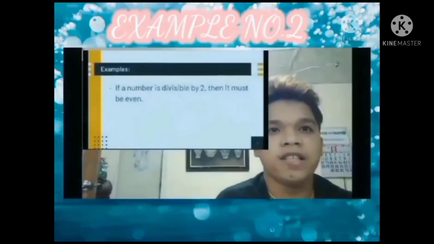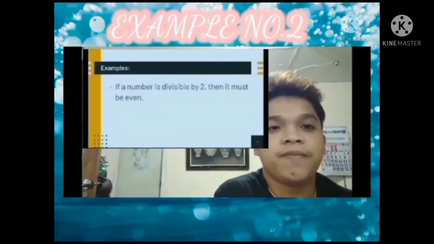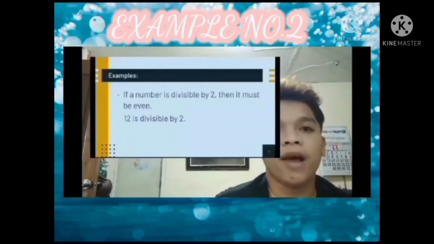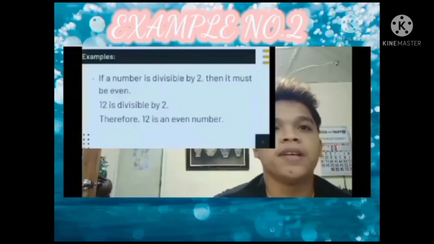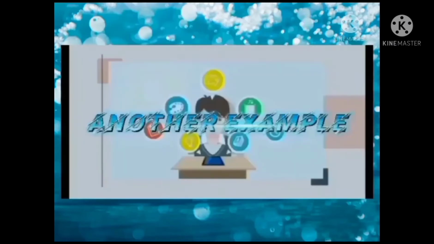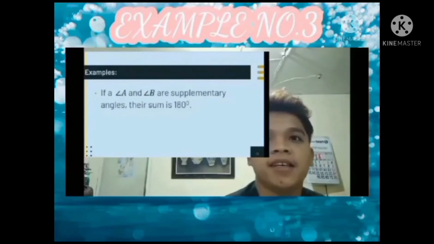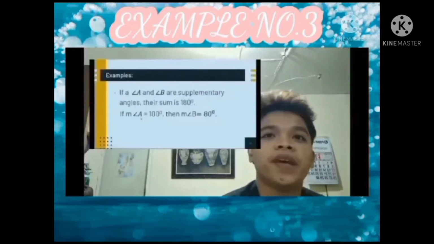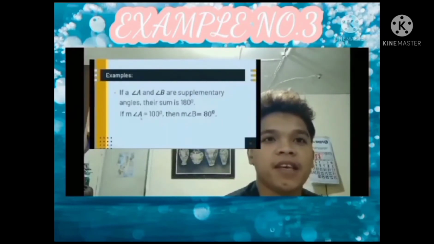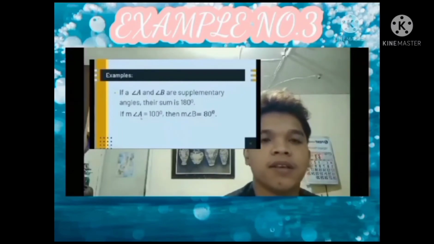If a number is divisible by 2, then it must be even. Okay, 12. So you can get any even number. So 12 is divisible by 2, and that is true. Therefore, 12 is an even number. If angle A and angle B are supplementary angles, their sum is 180 degrees. So, if the measure of angle A is equal to 100 degrees, then the measure of angle B is equal to 80 degrees.